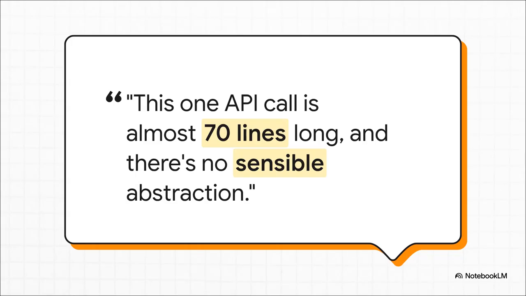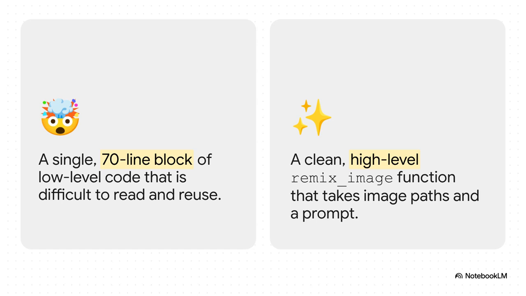So when you first get the sample code from Google's AI Studio, it can be, well, a little intimidating. As Pixagami points out, the raw API call can be this huge 70-line block of code. It works, for sure, but it's not clean, it's not easy to read, and it's definitely not something you want to reuse over and over. We can do way better. The solution is something called abstraction. We take that 70-line monster and we refactor it. We wrap it all up into one elegant, simple function we can call remix image. By hiding all those messy details inside the function, we're left with a clean, high-level tool that's actually a joy to use.